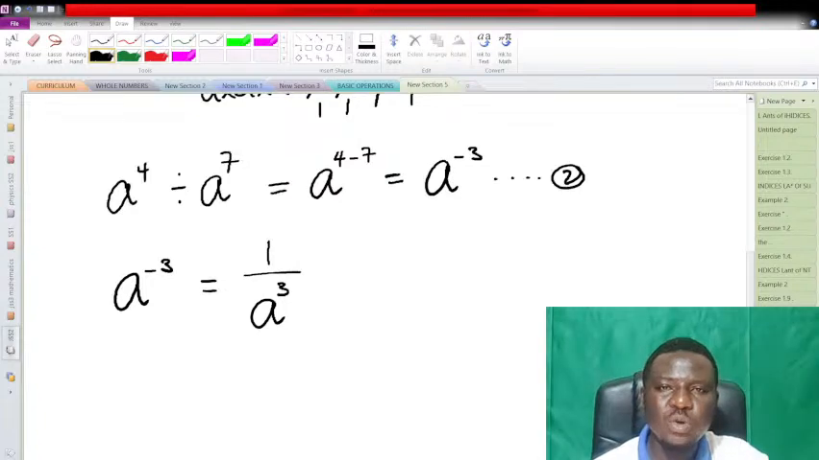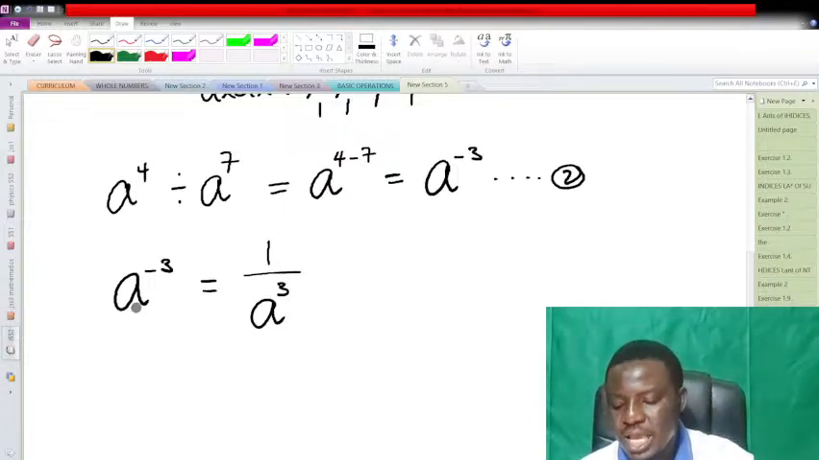This is what we refer to as the negative power law of indices. That is to say that a raised to the power of minus 3 is equal to 1 divided by a raised to the power of 3.